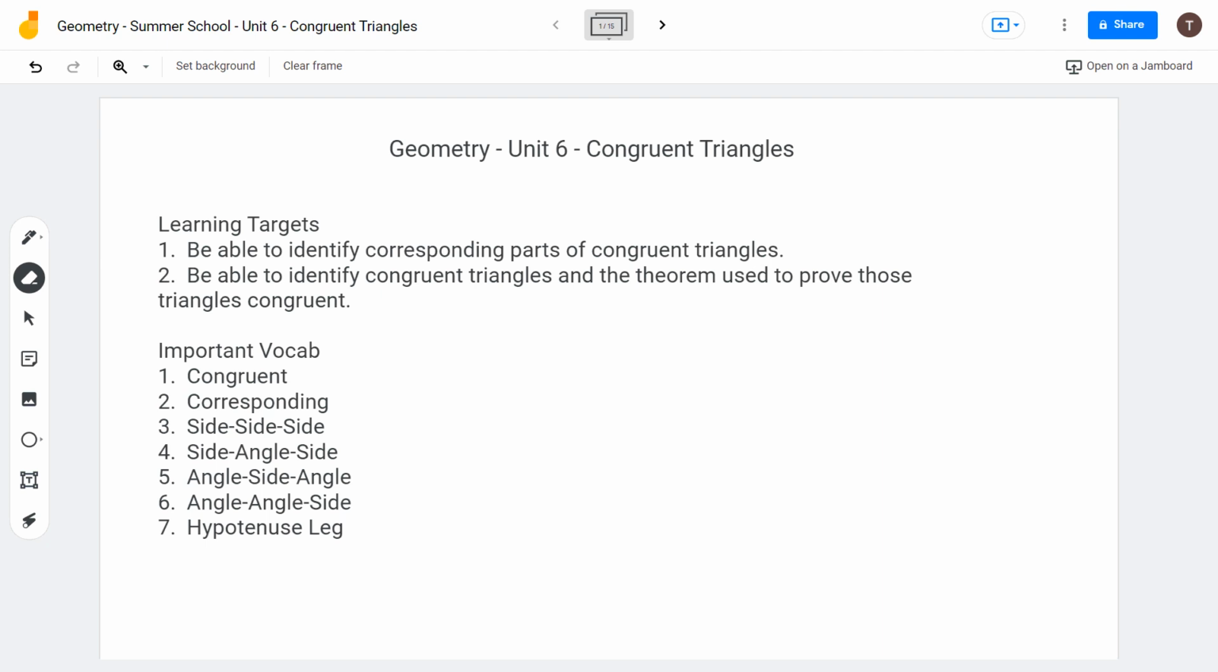Welcome to Unit 6, everybody. So today we're going to be talking about congruent triangles.